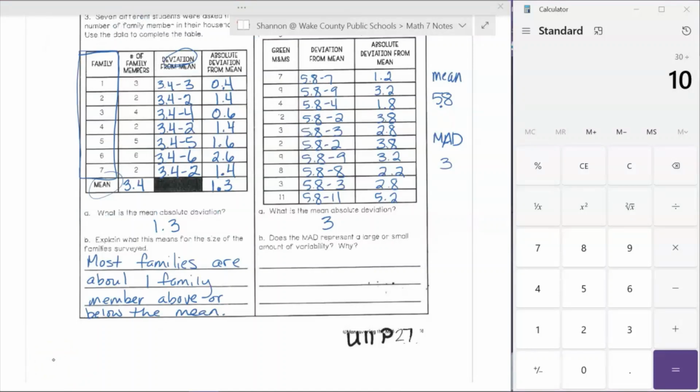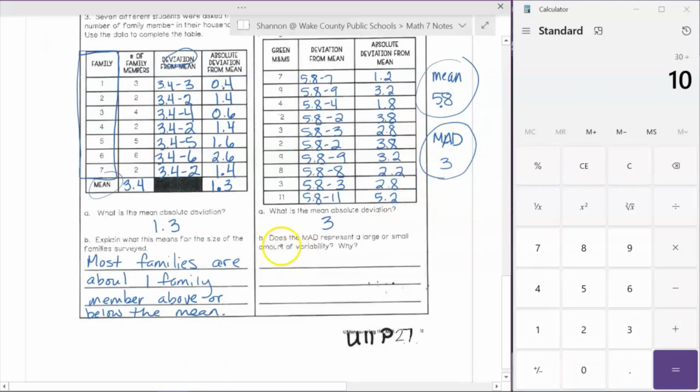All right, for number 4, the green M&Ms, you should have gotten a mean of 5.8. So if you added all these up and divided by 10, you would have gotten 5.8. And then we use that to subtract all of our data points to figure out how far away from the mean they were. And when you added all these up and divided by 10, you should have gotten 3. So our mean absolute deviation was 3.